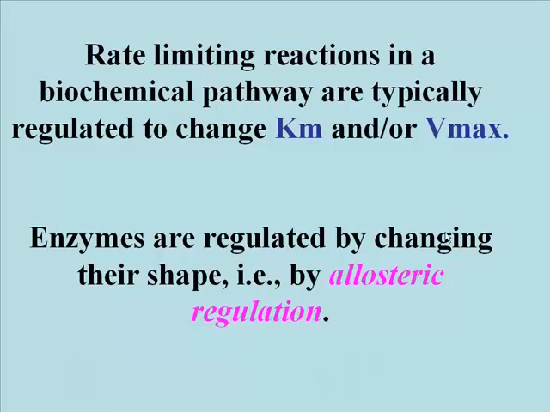Rate-limiting reactions in a biochemical pathway are typically and often regulated. Why would they be regulated? Because they're rate-limiting. If you want to make more final product, in the example in the previous slide, to make more E, you would have to increase the rate of the rate-limiting reaction. You could do this by increasing its Vmax. You could do it by increasing the affinity of the enzyme for its substrate, in other words, lowering the Km, or both. And we saw that enzymes are indeed regulated by changing their shape, by allosteric regulation.